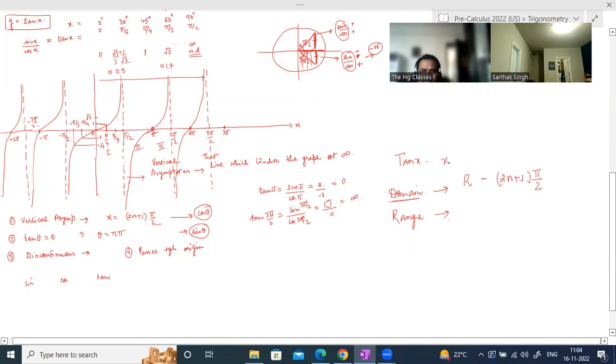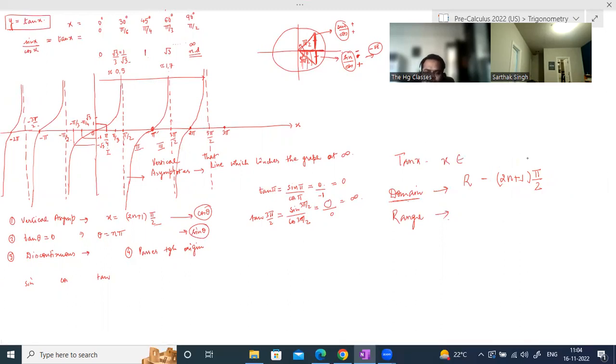This is the domain. X belongs to which set? All real numbers except odd multiples of pi by 2, because these numbers make tan infinity. And for domain, we exclude those values which make the function infinity, which make the function not defined. That is the definition of domain.